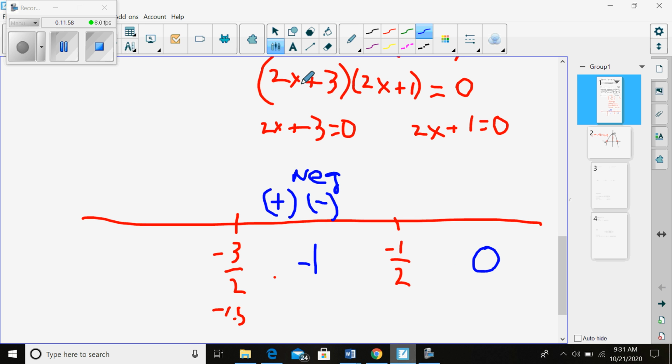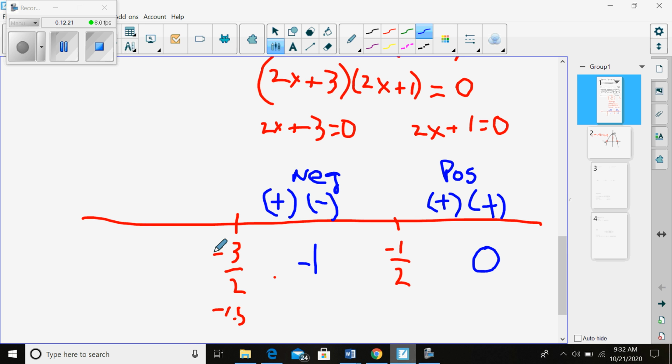Okay. If I plug in 0, that's 0, positive 3. That's 0, positive 1. So both factors are positive when I plug in 0, which means my function, positive times a positive, is positive. All right, so my function is positive from negative 1/2 all the way to infinity.